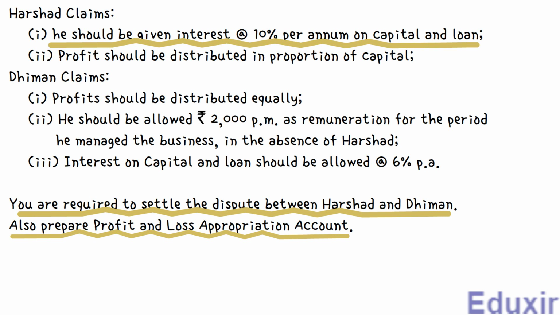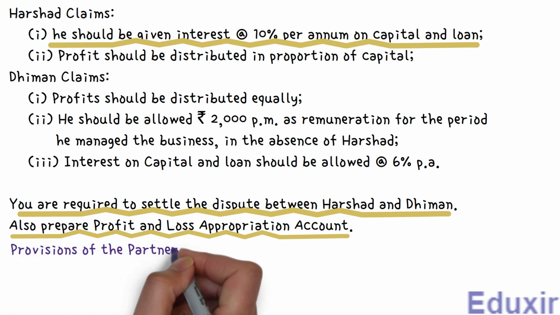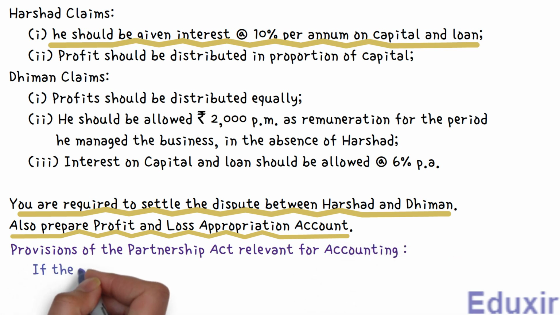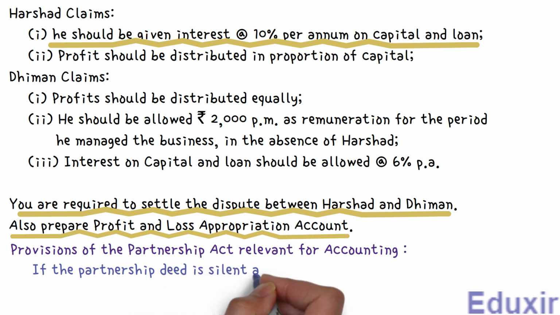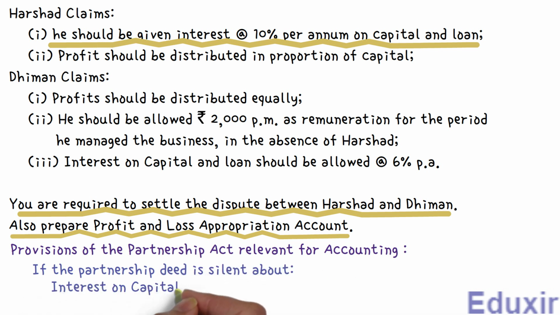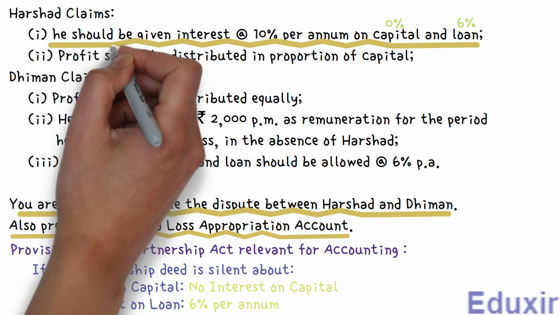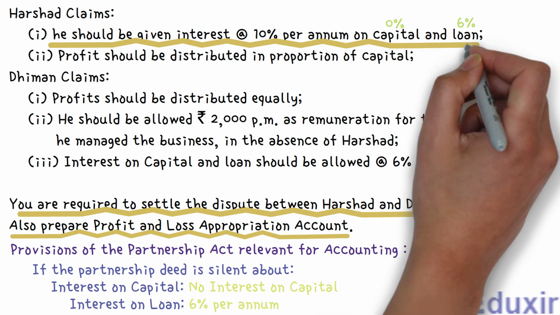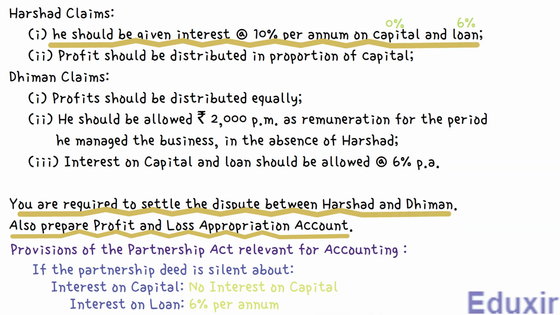To resolve this dispute, we take the provisions of the Partnership Act relevant for accounting as the guidelines. As per this Act, if the partnership deed is silent about interest on capital, in such case no interest is to be paid on the capital, and the interest on the loan to be paid is at the rate of 6% per annum. So, if we consider these provisions, the interest on capital is 0% and the interest on loan is 6%. But the partner Harshad is claiming that the interest on capital should be 10% as well as the interest on loan should also be 10%. So, we conclude that this claim is invalid.